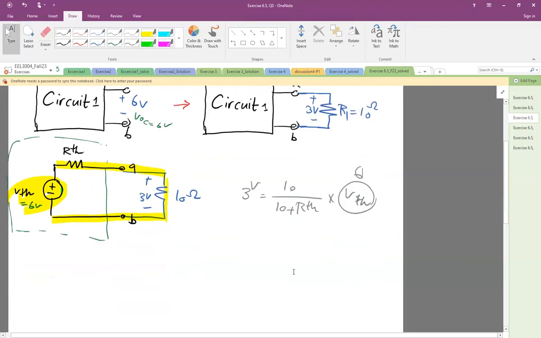Okay, and from that you can easily find the R Thevenin. So multiply: 30 plus 3 R Thevenin equals 60. So 3 R Thevenin is equal to 30, and R Thevenin is 10 ohm.